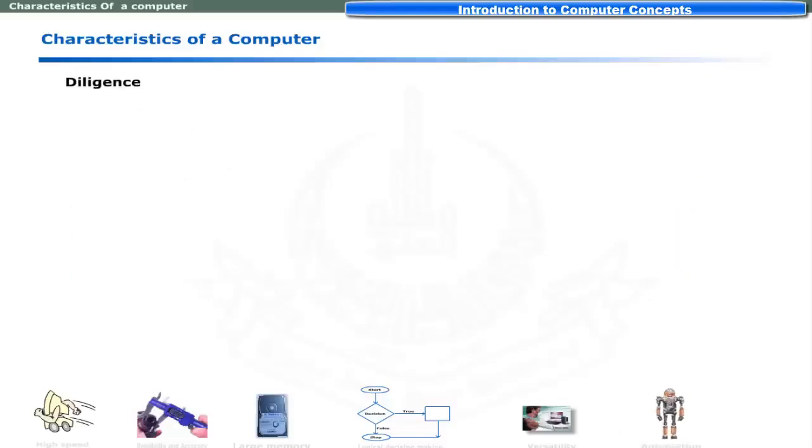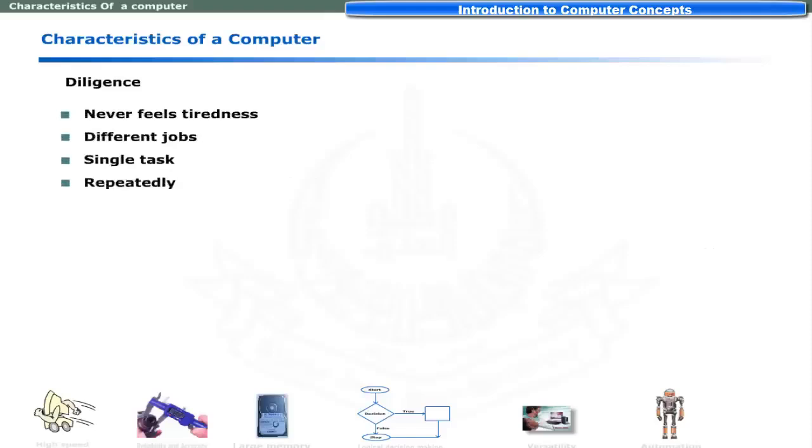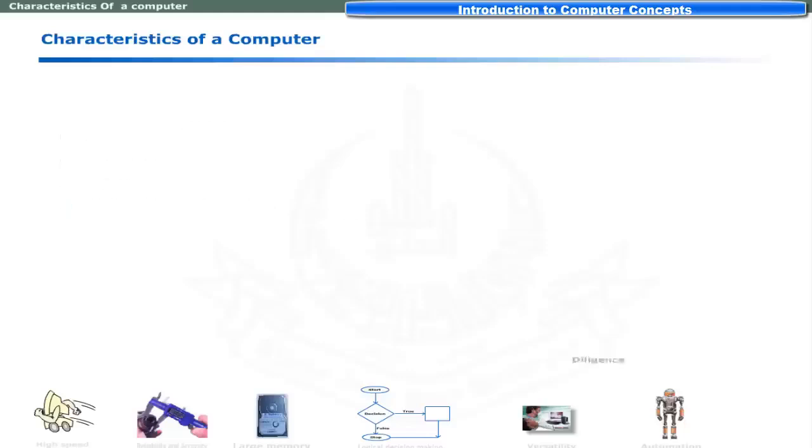Computer is a diligent machine. It never feels tiredness. You can complete different jobs or a single task repeatedly without losing precision. Some computer systems are rarely down in several years. These can process data continuously and accurately.